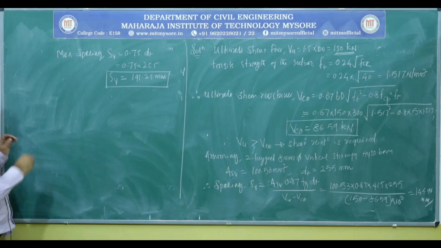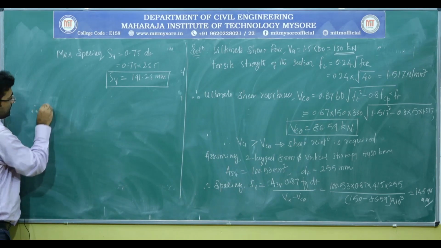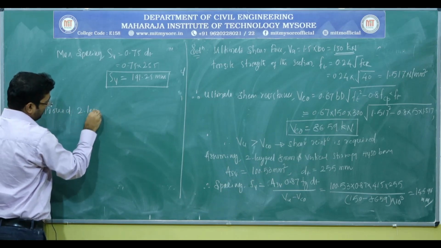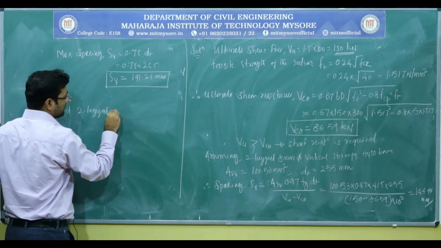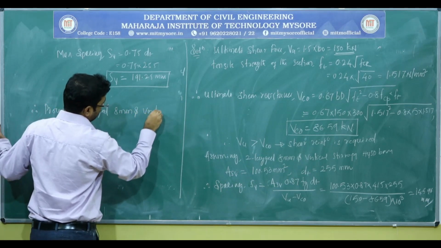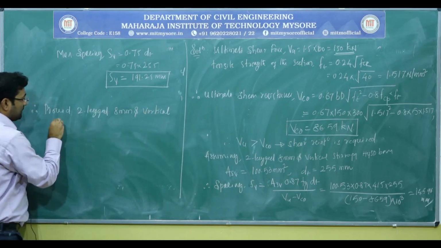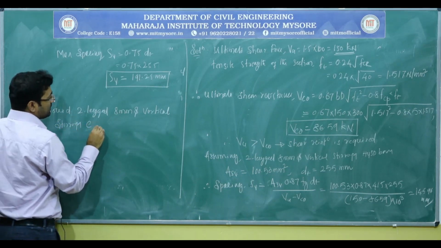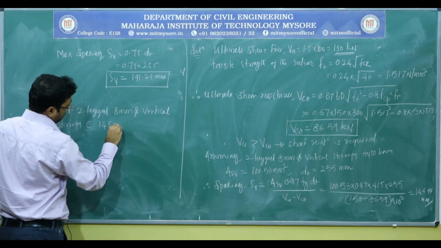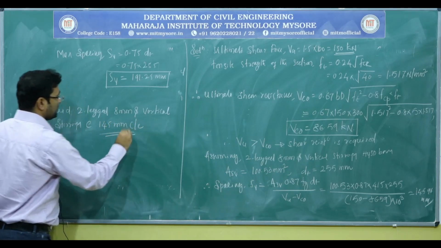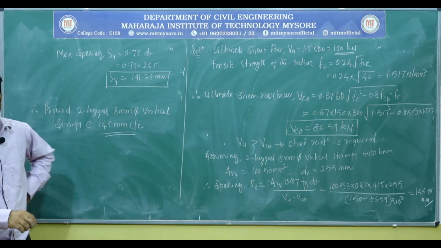So hence we can write, therefore provide 2-legged 8 mm dia vertical stirrups at 145 millimeter center to center. So this is the design of the shear reinforcement.